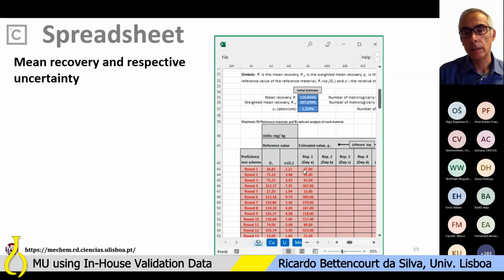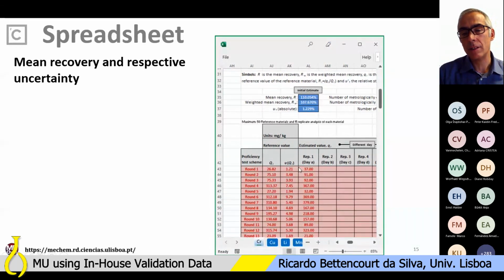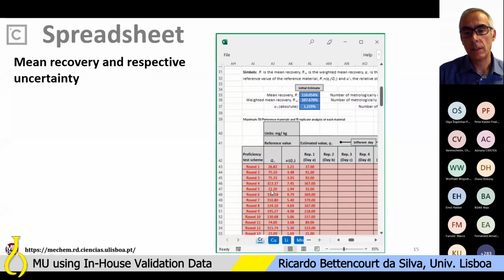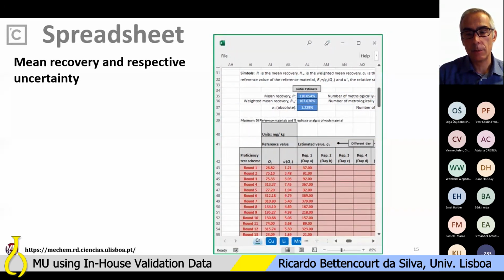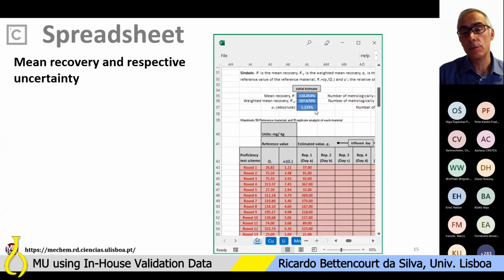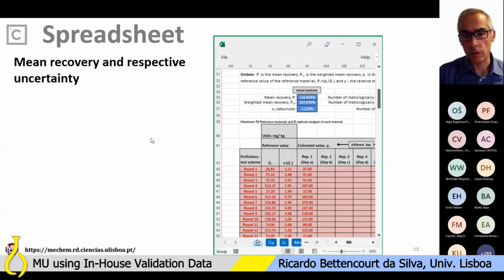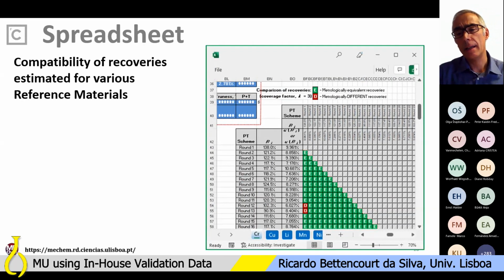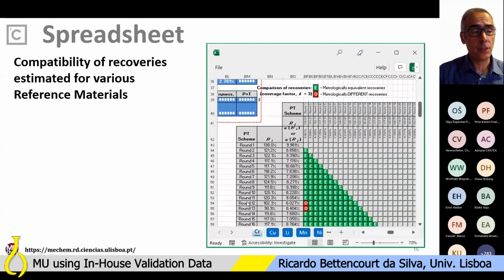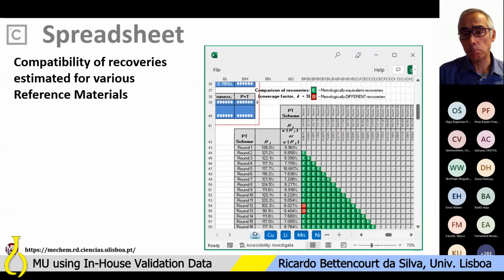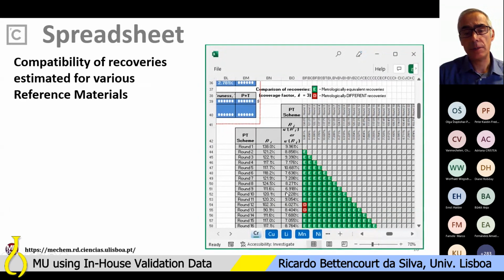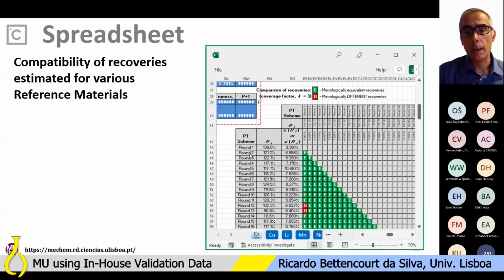And the same formula or the same algorithm is used if you have one certified reference material being analyzed in different days, or if you have several certified reference materials. So the formula is interchangeable, I would say. And in this part, it is assessed if mean recovery should be or not should be corrected on results. And then we have a section where all recovery estimated from the analysis of different reference materials are compared with each other to see if the estimated recoveries are compatible.